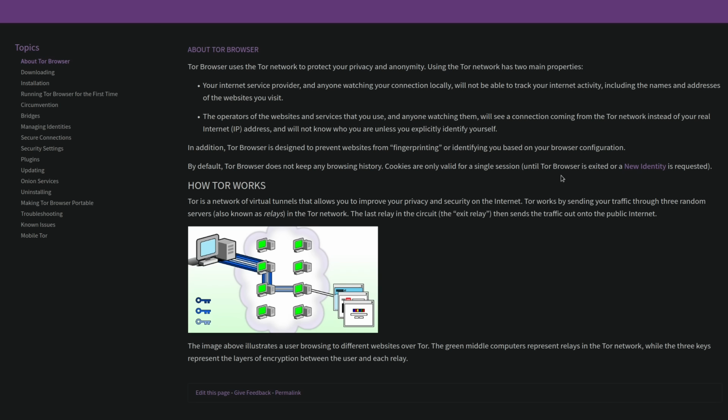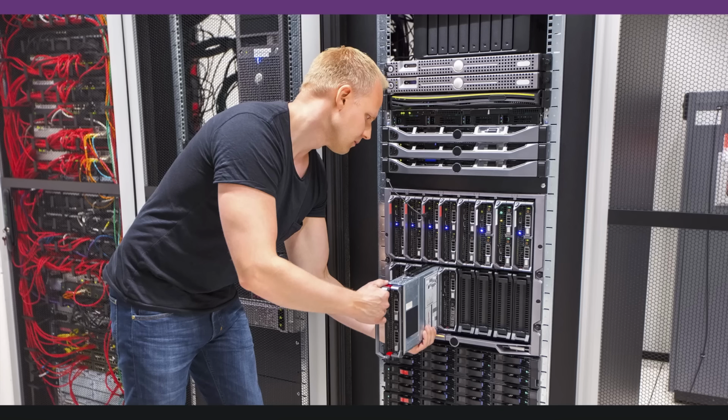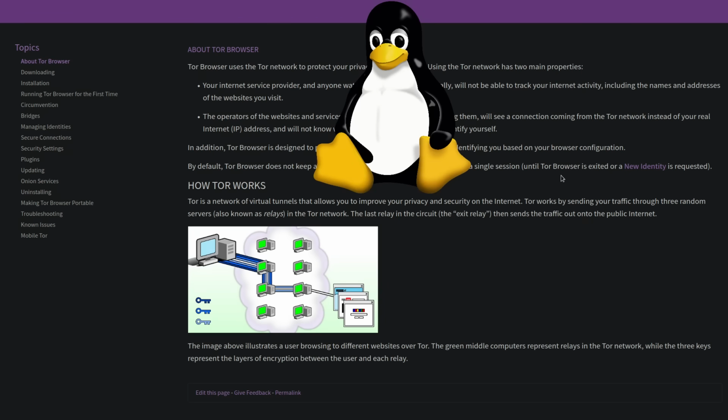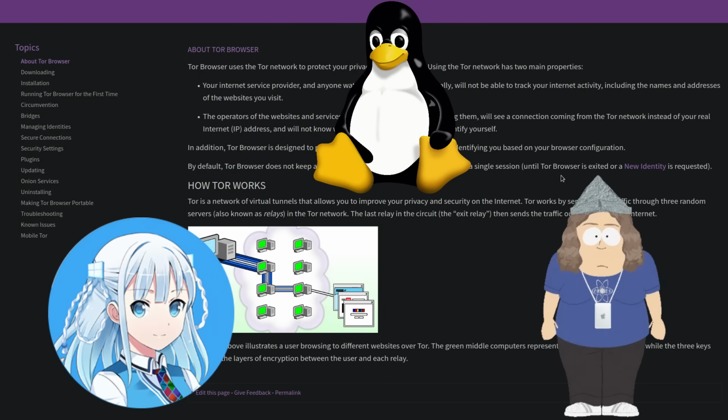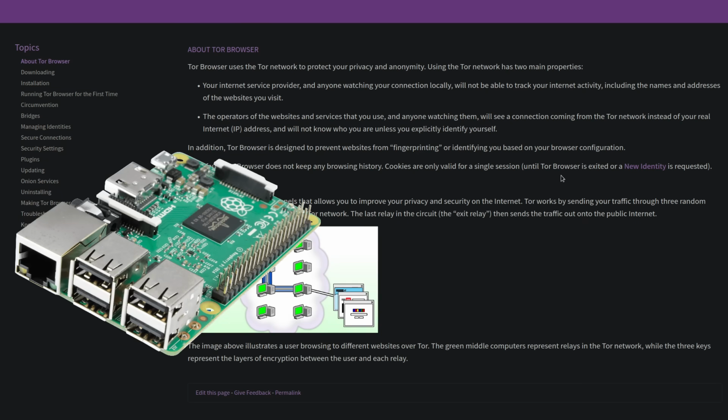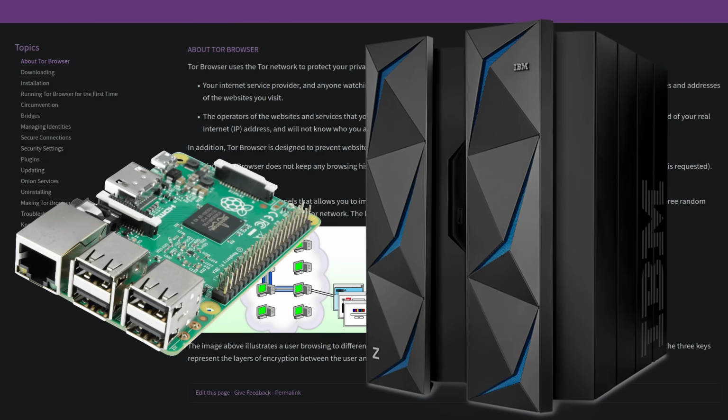Now, these relays that serve as the backbone of the Tor network, they're not running within rack-mounted servers. Well, I'm sure that some of them are, but that's not necessary to be a relay. Any computer capable of running the software, and it could be Linux, Windows, or macOS, although I don't think that macOS is officially supported, but I'm sure that there are some out there that are functioning as relays, any of them can serve that purpose. Anything from a Raspberry Pi to a big old mainframe could be a Tor relay.